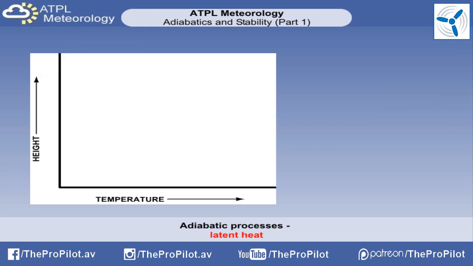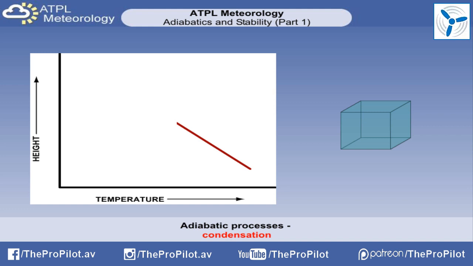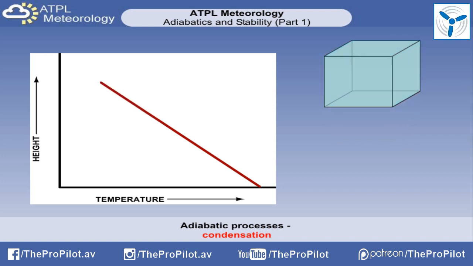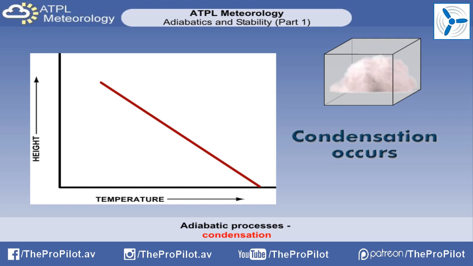Let's consider our parcel of warm, dry air again. If we force it to rise, the temperature will fall at the dry adiabatic lapse rate, or DALR, of 3 degrees Celsius per 1,000 feet, or 1 degree Celsius per 100 meters of lift, as we stated earlier. When the temperature falls to a certain level, condensation will take place. The water vapor, previously invisible to the naked eye, becomes visible. In other words, clouds will form.